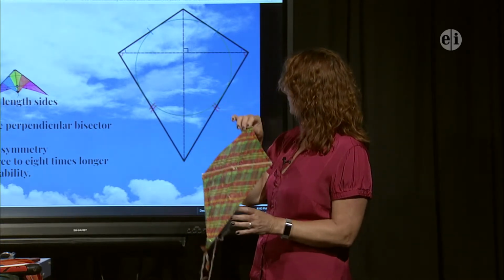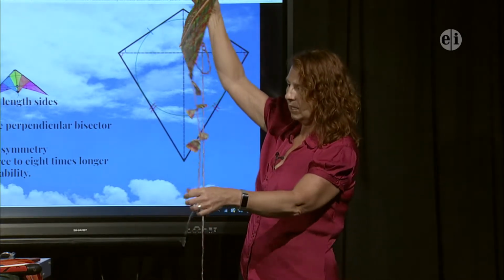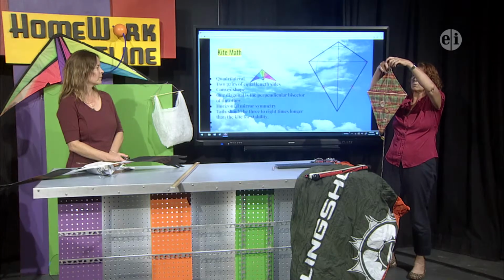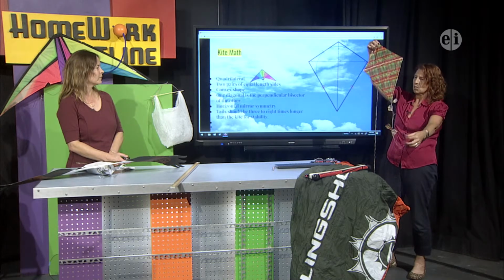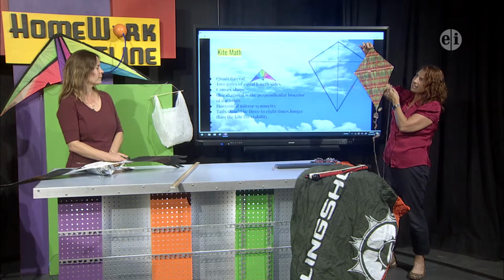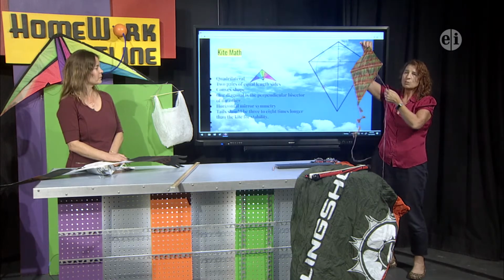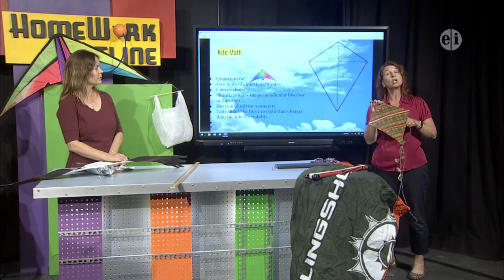And then the tail should be 3 to 8 times longer than the kite for stability. And I don't think mine is anywhere close to that. Mine's about 1.3 times longer. Okay, so my kite, I did not make the tail long enough either. So that's what happens when you start off a little overconfident.